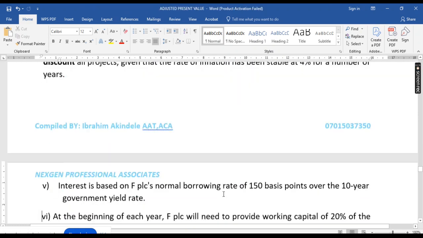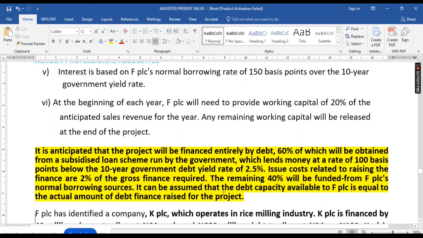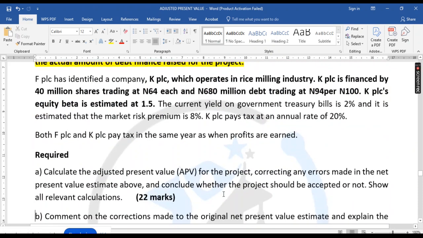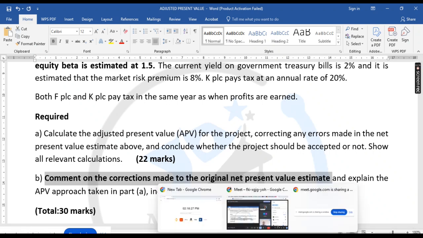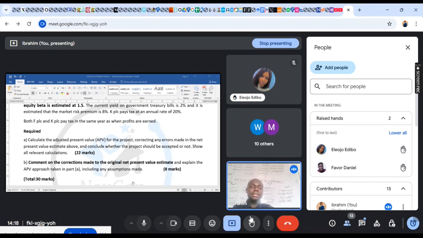I think this is 8 marks. This is 8 marks, right? Imagine 8 marks. You can see original comment on the corrections, all the corrections we made, and I've mentioned them. Then you add your own, right?